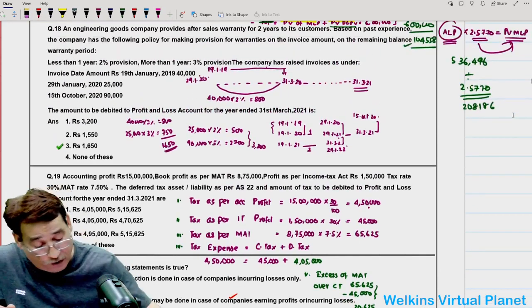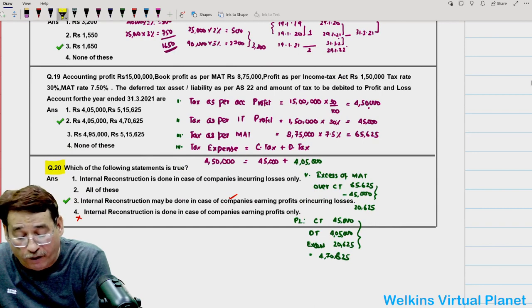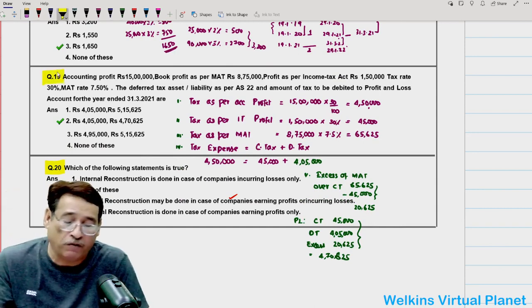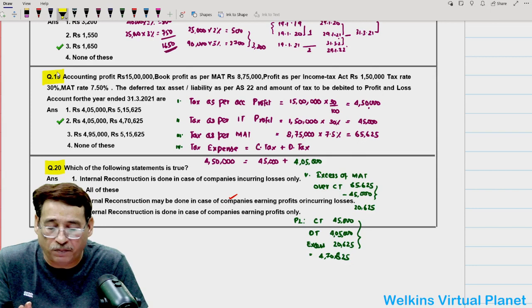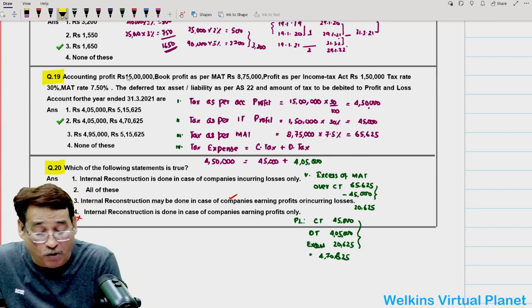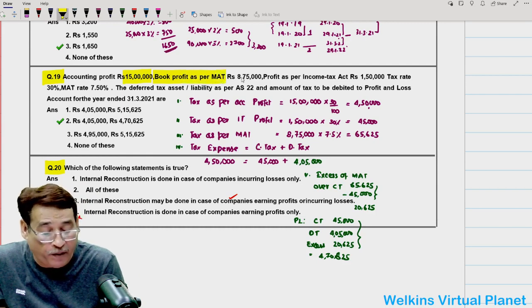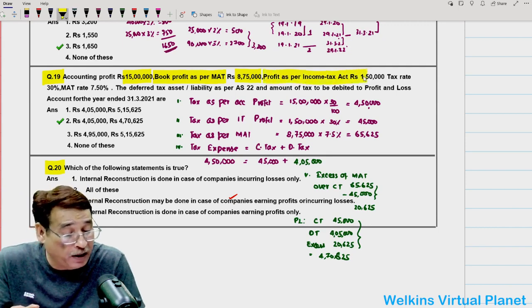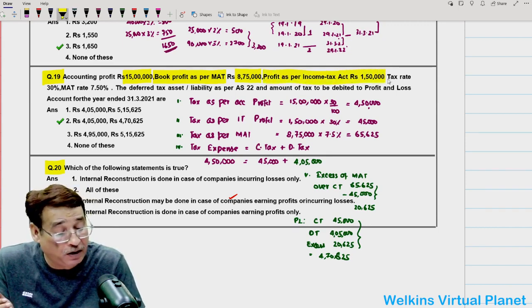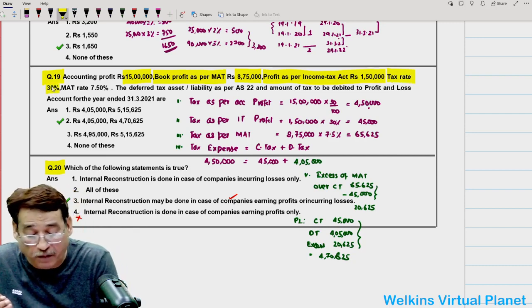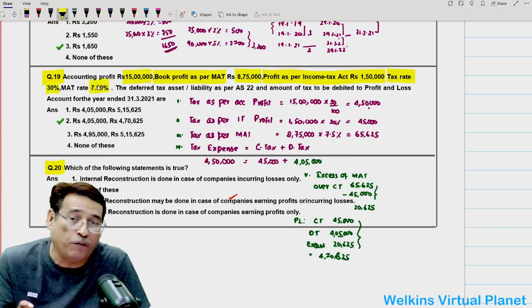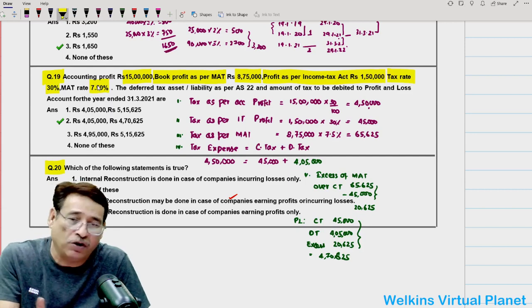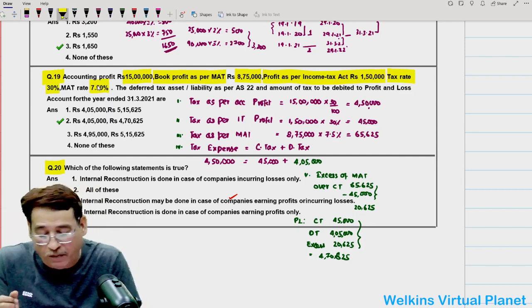This is a very important question, and again, this question is from AS22. The same question with the same figures is available in my notes also. Here we have been given accounting profit as 15 lakh. Book profit as per minimum alternative tax, MAT, as you call it, is 8,75,000, and profit as per the income tax department is 1,50,000, and the tax rate is given as 30%. Minimum alternative tax rate is 7.5%, but in our notes the same question is available, where my minimum rate of tax was 10%. This is the only difference.